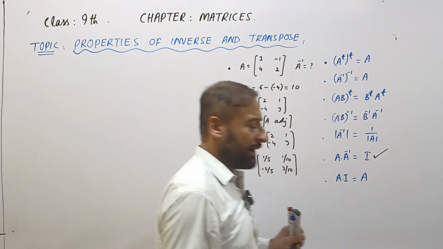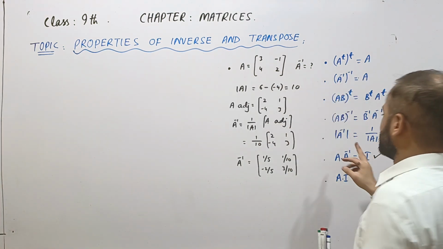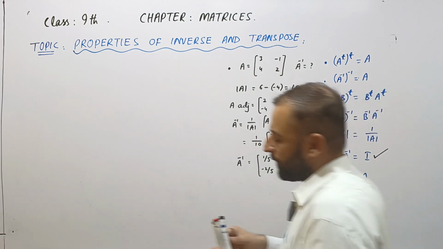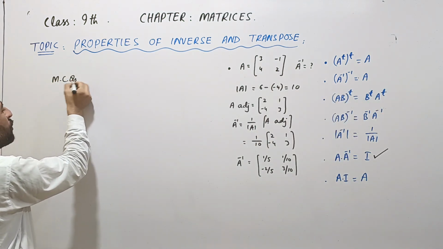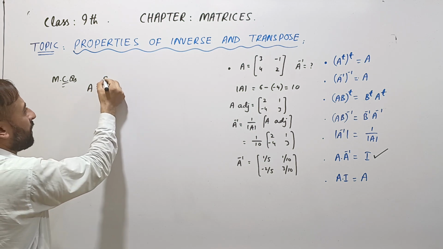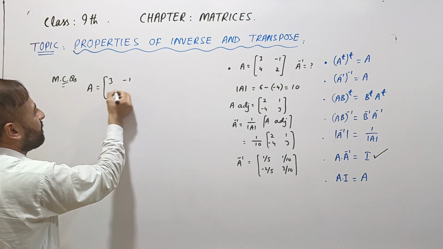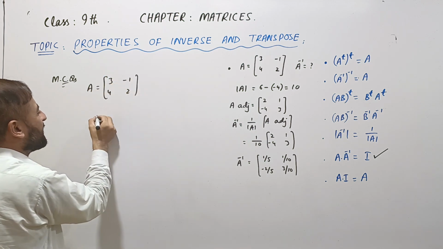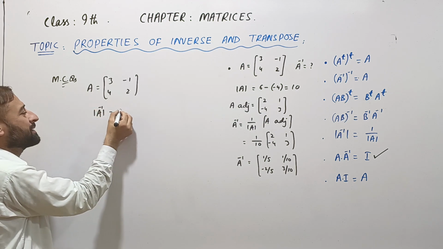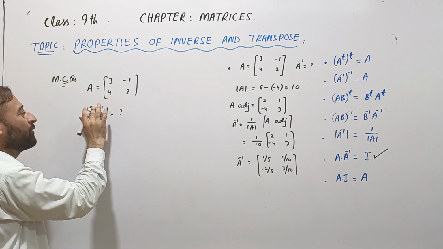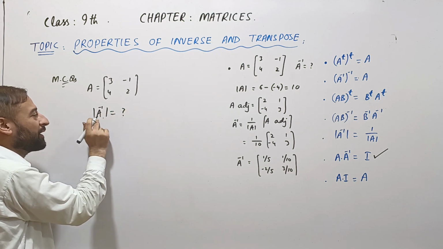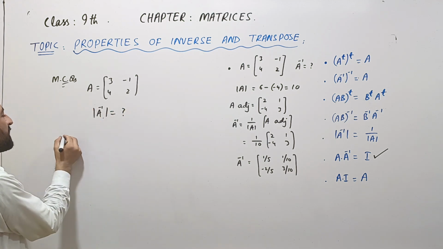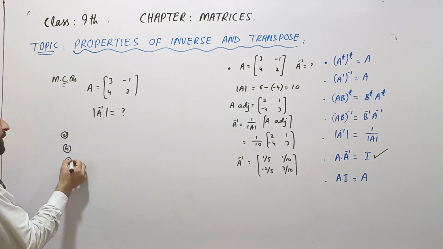Now, students, let's try to verify this property because it is straightforward. For example, my sweet students, you come across this MCQ in your paper and he says find A inverse, find determinant of A inverse. Determinant of A inverse. So, my sweet students, there will be multiple options.